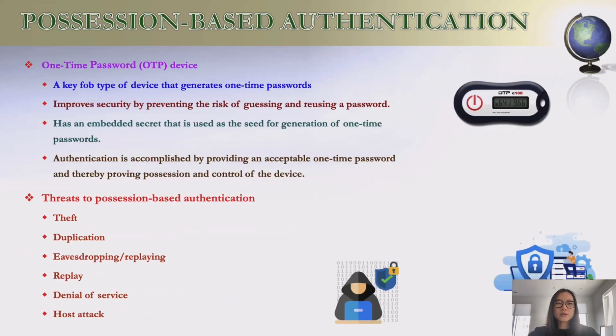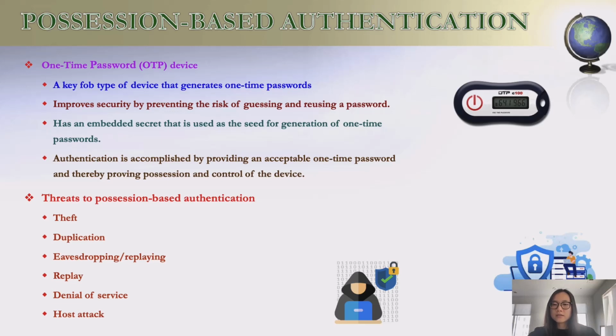The other type of physical token we're going to introduce here is the devices that generate one-time passwords. The use of one-time password improves security by preventing the risk of guessing and reusing a password, especially if used together with other authentication mechanisms. The most widely used one-time password device provides a user with a physical card or other hardware token that displays a new pseudo-random number at frequent intervals, usually 1 minute. The device has an embedded secret that is used as a seed for the generation of one-time passwords.